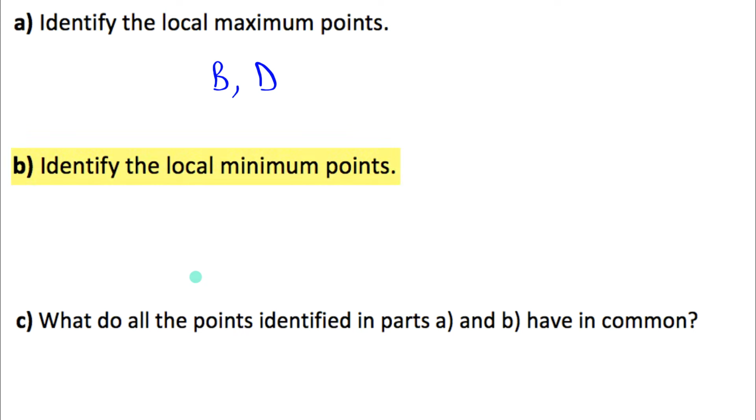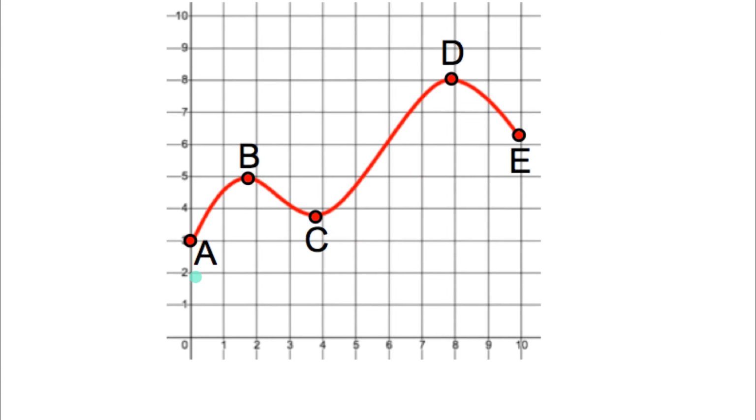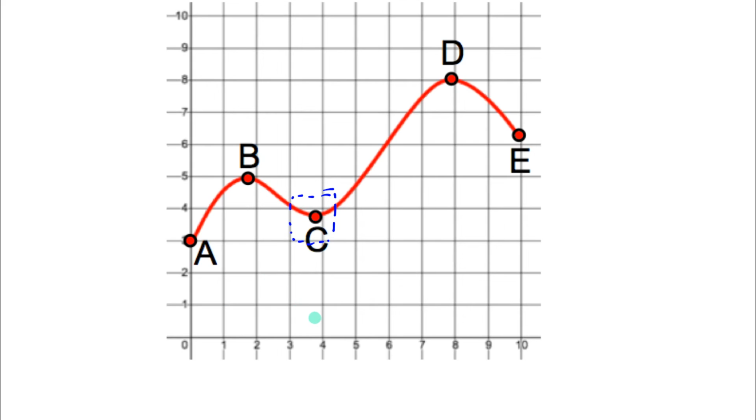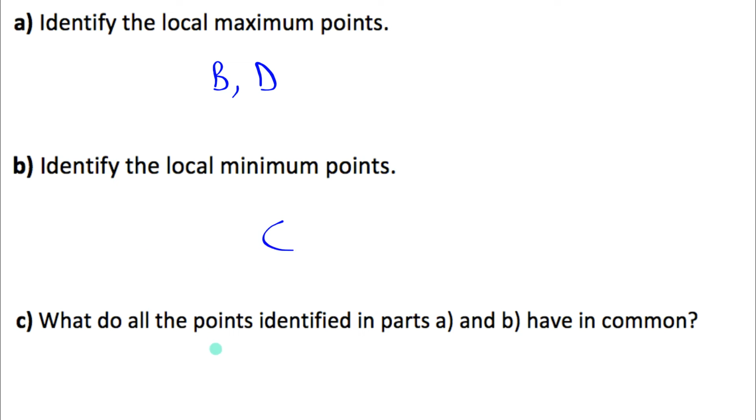Part B says identify the local minimum points. So we're looking for an interval where to the left and right of it, the y values are higher than at the point. So point C is the only point that meets that criteria. It's the lowest in that interval, where to the right of it and left of it, the function is higher than it. So point C is a local min point.